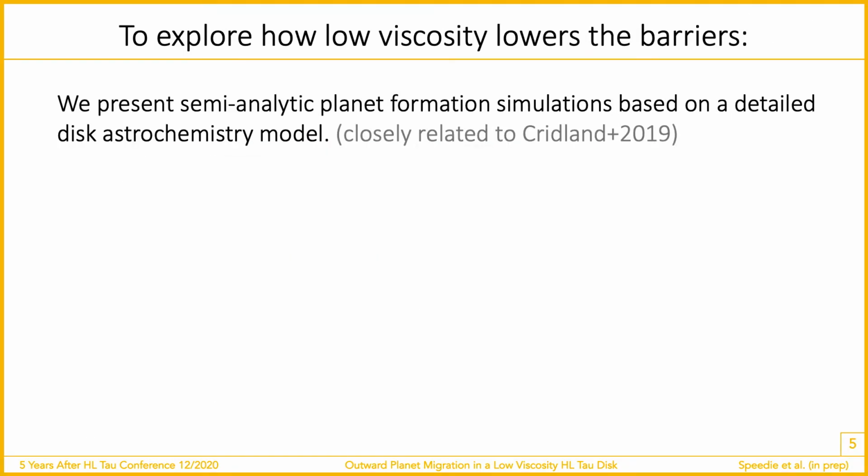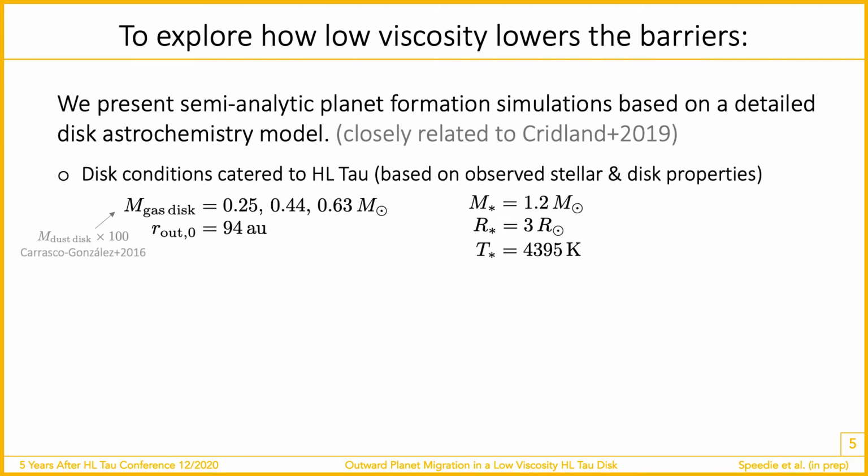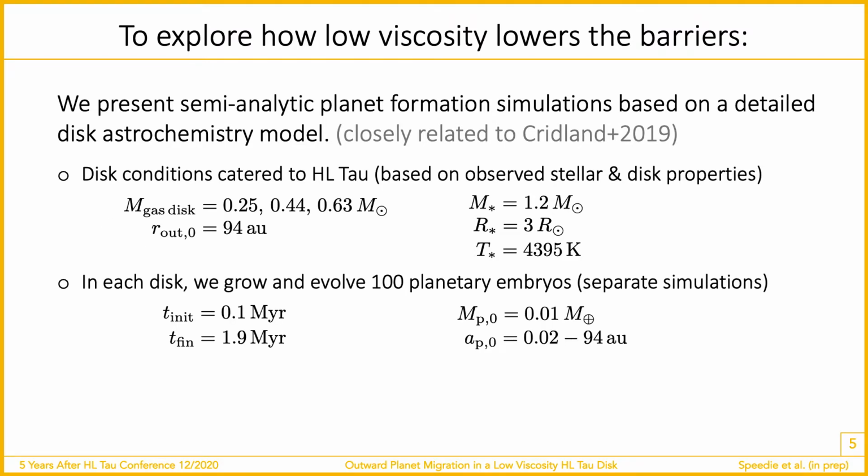So we present semi-analytic planet formation simulations based on a detailed disk astrochemistry model. In our disks, we've adopted the conditions in the HL Tau protoplanetary disk, as well as a set of gas disk masses that bracket the observational constraints. We grow and evolve 100 planetary embryos, each in their own separate simulation, with initial orbital radii distributed throughout the disk over the course of roughly 2 million years.